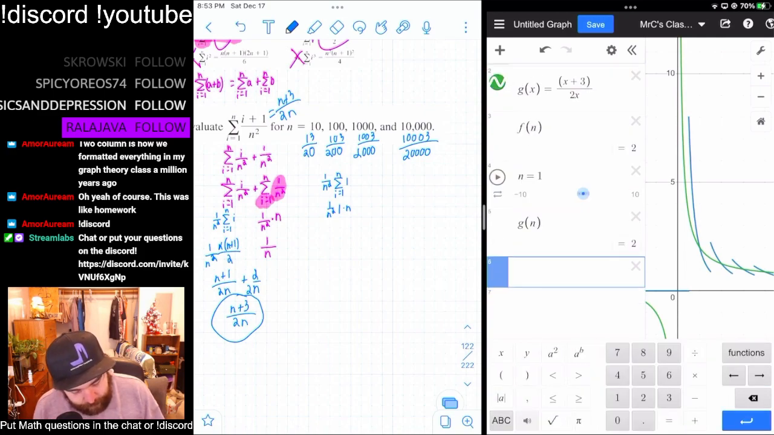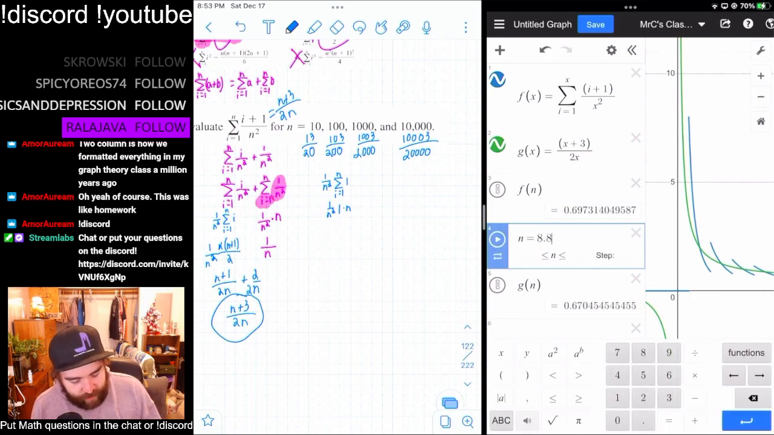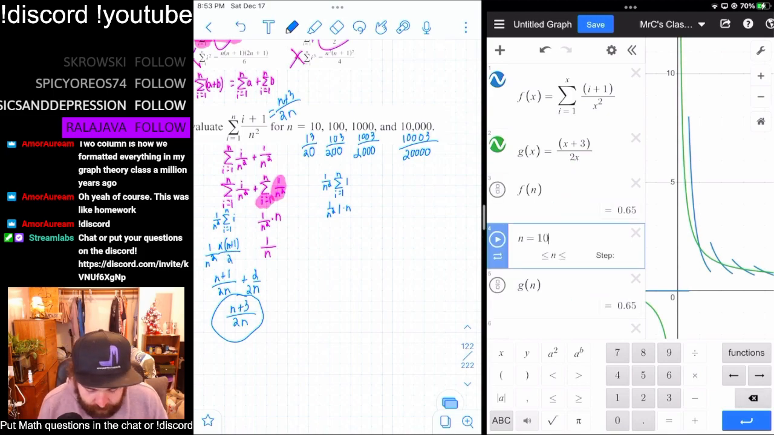And then we already did add a slider for n. The idea is those should be the same whenever n is an integer. So let's make sure it worked out. When n equals 10, they are indeed the same. Is that 13 over 20? Yes, it is.